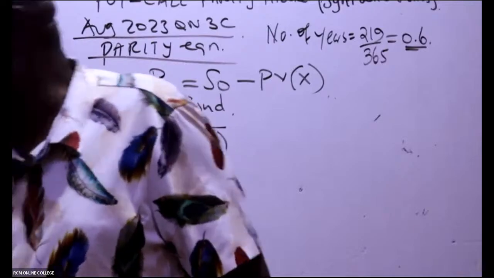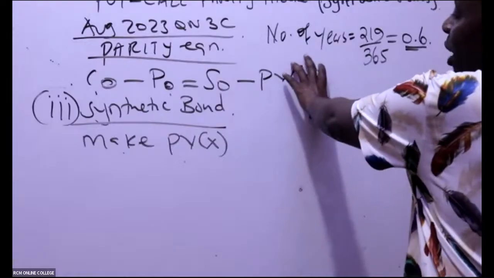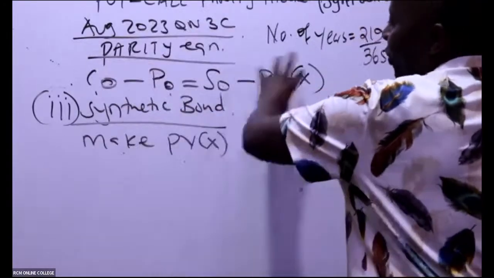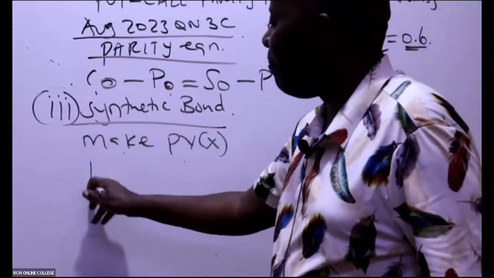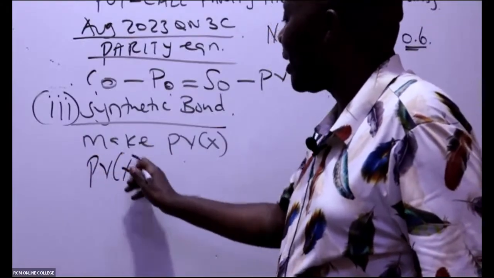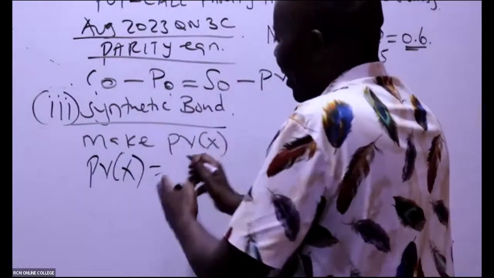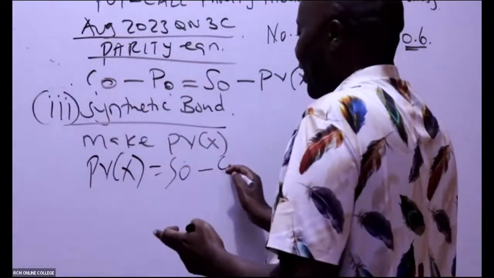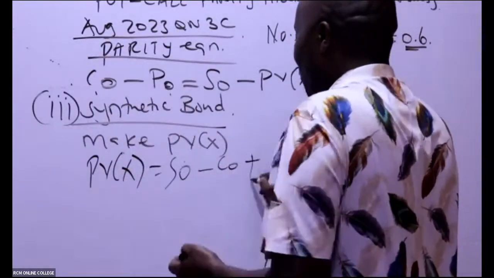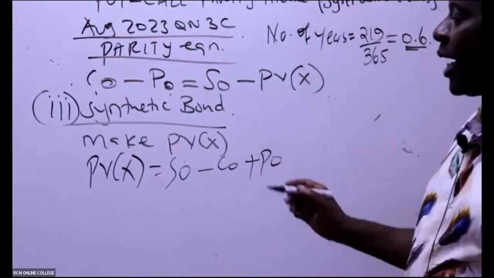Okay, so let's try in this case here, making PVX the subject. So you can take this to the other side. So if I take this to the other side, it will be PVX positive, because I've pulled it to the other side. And then this remains SO. And then I pull this to the other side. Here, this becomes negative CO. This becomes plus what here, somebody? Plus PO, like that.